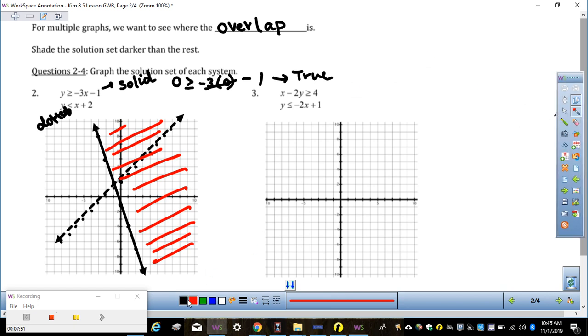So then moving on to the second inequality, same thing. I'm going to plug in 0 for y and 0 for x. I get that 0 is less than 2, which is also a true statement. So the side of this dashed line that contains 0, 0 is below it. So if I do that in green, I'm going to do the same thing.